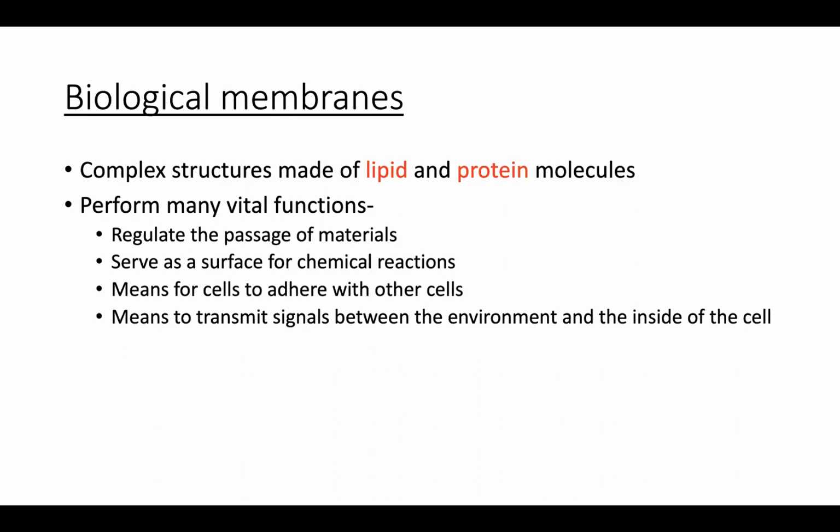So vital functions: regulating the passage of materials, serving as a surface for chemical reactions to take place, serving as a means for cell-cell adherence, right? We know that tissues are formed through aggregates of cells interacting together. And so at the plasma membrane level, there are mechanisms for cells to adhere to one another, okay? The cell membrane also serves as a means for signal transduction, okay? Transmitting signals between the environment and the inside of the cell. So these are some important functions of the plasma membrane.